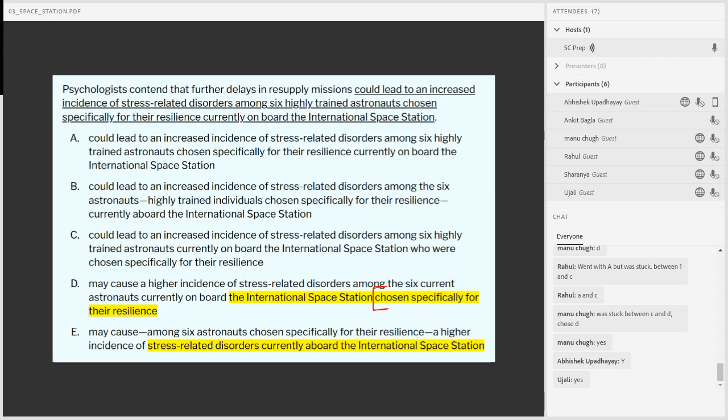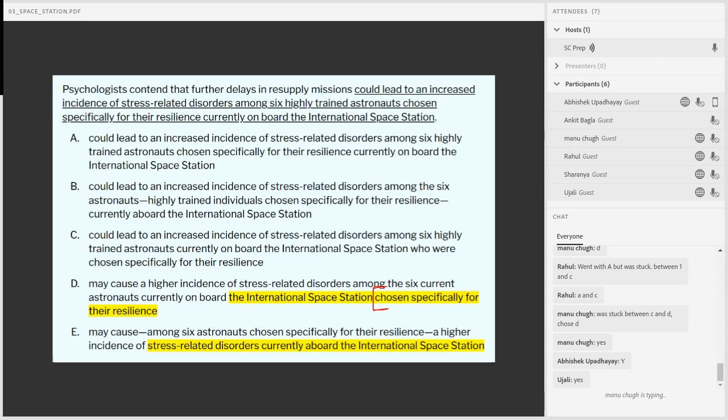I actually want to come back to the point that Sharanya started with. That's the main thing that I want to discuss in this question. I want you to think about that point. What these psychologists are saying. They are saying that they will have an increased incidence of stress-related disorders. And who will have it? That's what we need to decide.